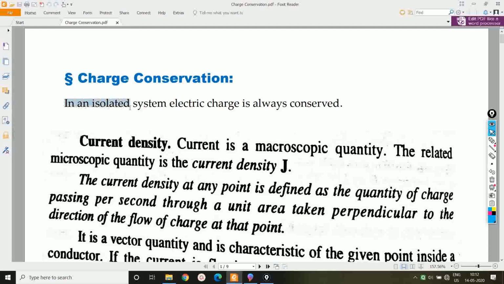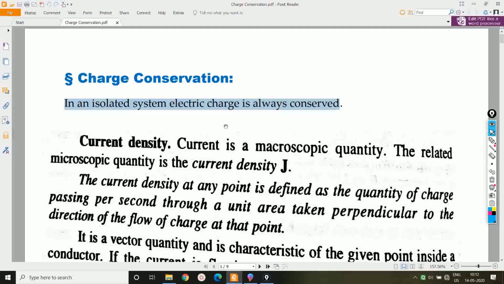Charge conservation states that in an isolated system, electric charge is always conserved. What is an isolated system? A system which is isolated from other parts of the universe is known as an isolated system.